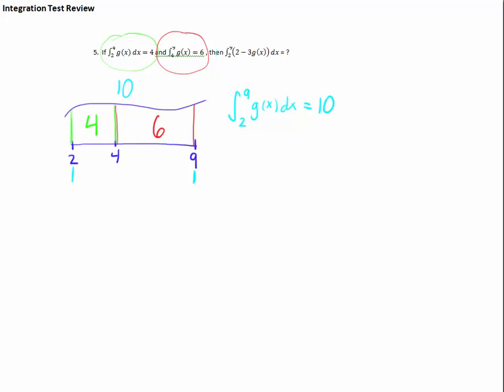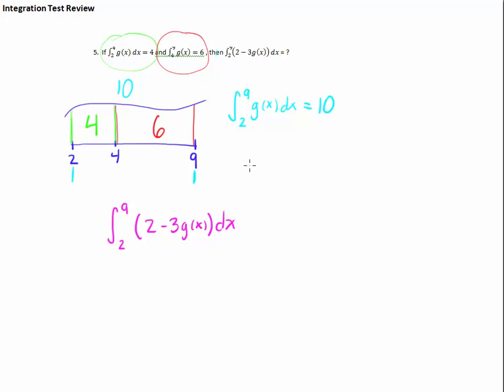And we'll see how that's helpful in just a second. So do pink. This is fun. All right, so we've got the integral from 2 to 9 of 2 minus 3 g of x dx.